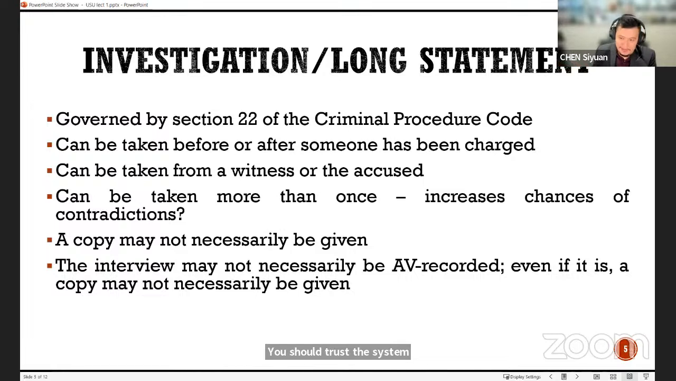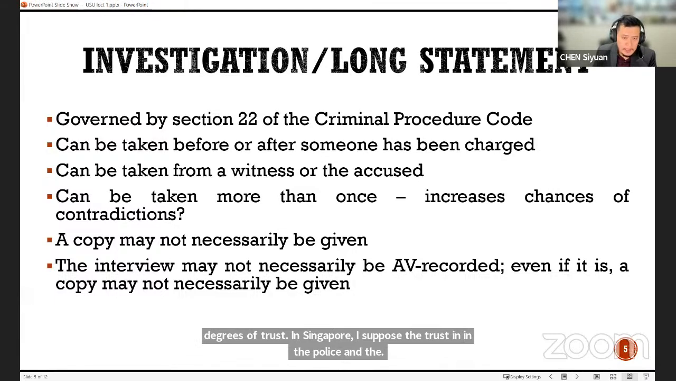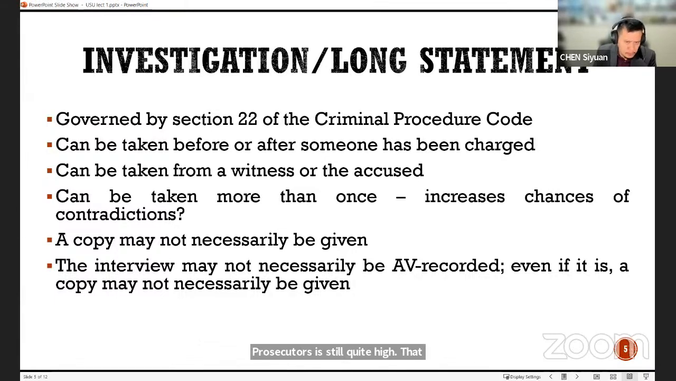So in different places, I think there'll be different degrees of trust. In Singapore, I suppose the trust in the police and the prosecutors is still quite high, that we trust them not to abuse the system. But I always think that apart from trusting the system, why not also have safeguards in terms of the rules, right? I think that both of them can coexist at the same time. But the fact that we don't video record interviews to me is another indication that Singapore is definitely still quite entrenched in the crime control model with respect to criminal justice.